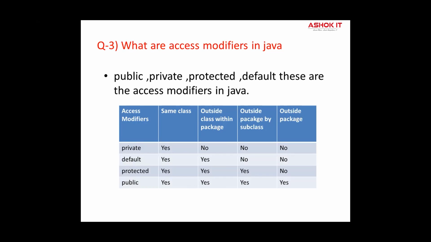Protected. The access level of a protected modifier is within the package and outside the package through a child class. If you do not make the child class, it cannot be accessed from outside the package. Public. The access level of a public modifier is everywhere. It can be accessed from within the class, outside the class, or within the package and outside the package.